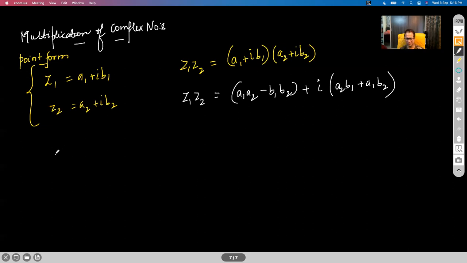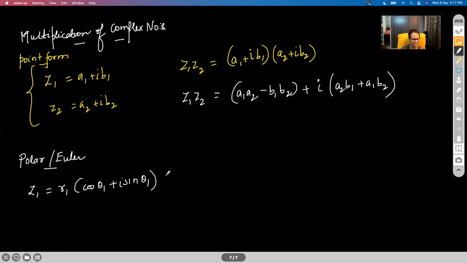So I'll give you some better view of the same thing. So let's now look at the polar or Euler form representation. Okay. We'll do the same operation in polar and Euler form. So let us say my complex number is R1 cis theta 1. Sir, don't write cis and all. Write fully. Okay.